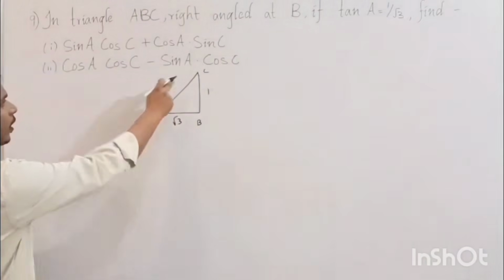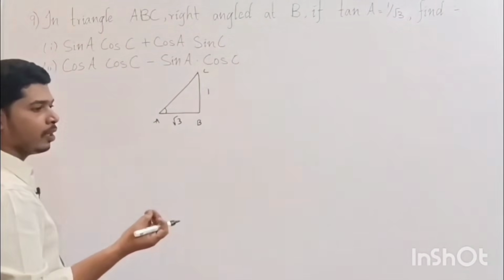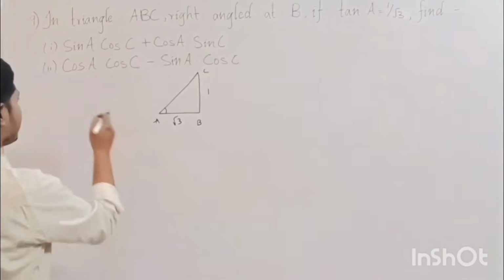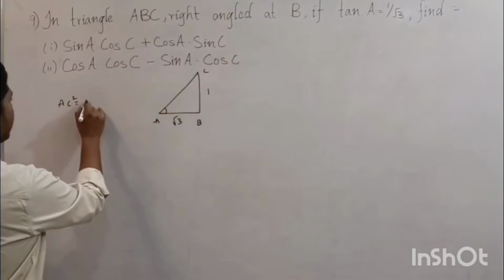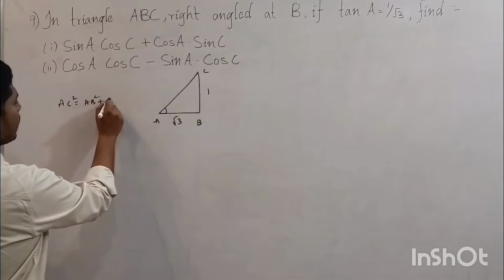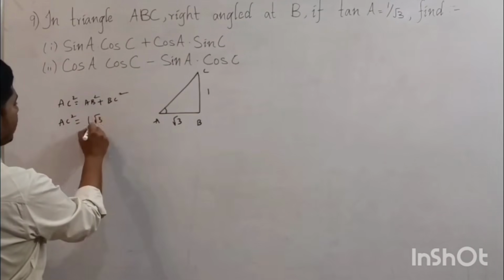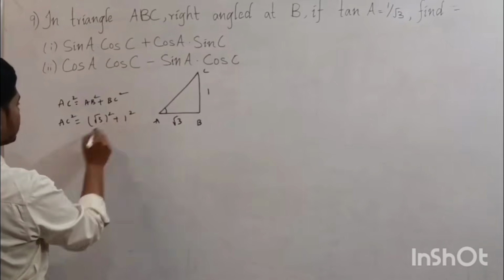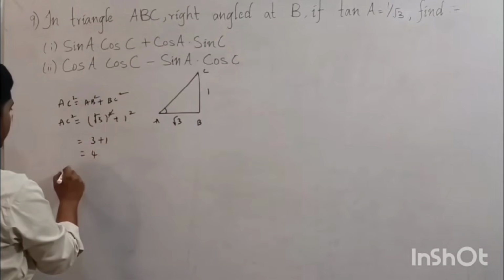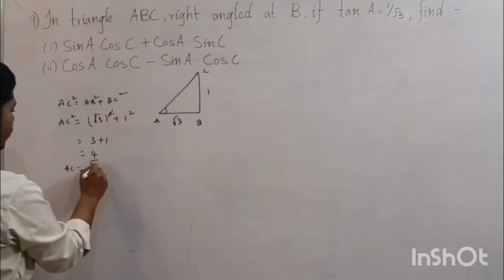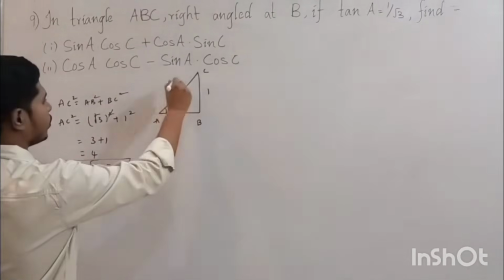Now we have to find the hypotenuse. How do we find the hypotenuse? With the help of the Pythagoras theorem. What does the Pythagoras theorem say? AC square is equal to AB square plus BC square. Therefore, AC square is equal to root 3 square plus 1 square, that is 3 plus 1, which is equal to 4. AC is equal to root 4, that is equal to 2. The required hypotenuse is 2.